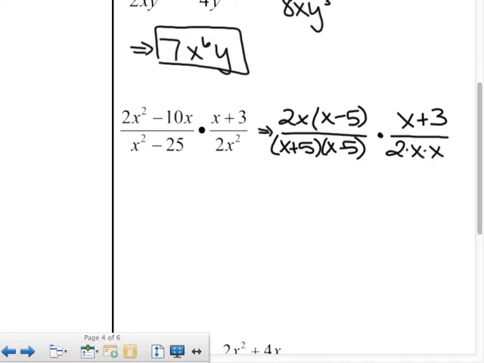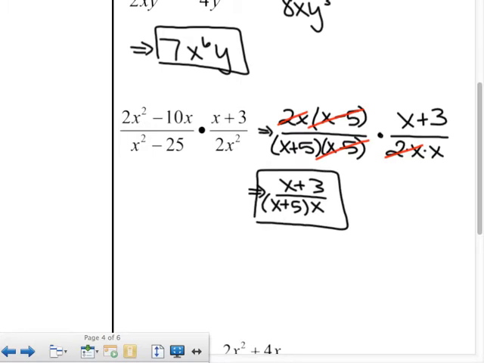If you want, you can rewrite it as times x to show you that some x's are going to cancel. So we've got 2x divided by 2x, that's 1. X minus 5 over x minus 5 is 1. So our final simplified answer is x plus 3 over x plus 5 times x. And you can leave it just like that. You don't have to multiply the x through. You know you're done when you have no more like terms in the numerator and the denominator.